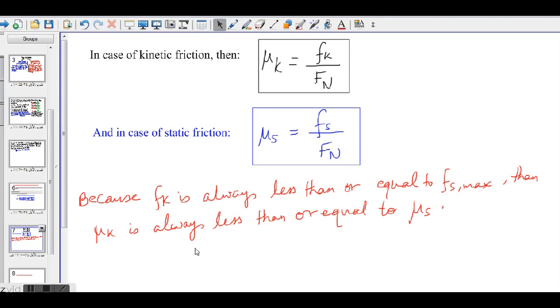That's all for this lesson. Actually, we still have a part about solving problems, how we can deal with problems. Two types of problems also: problems that involve static friction, and problems that involve kinetic friction.